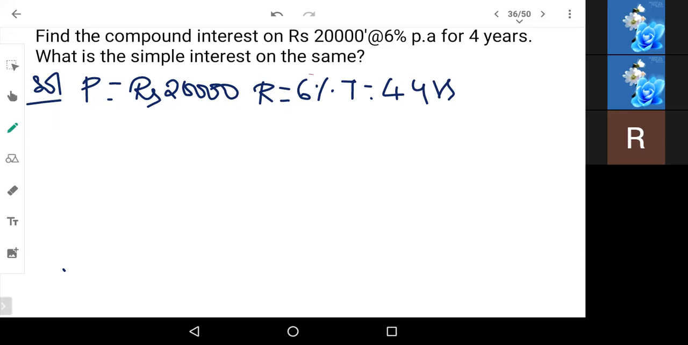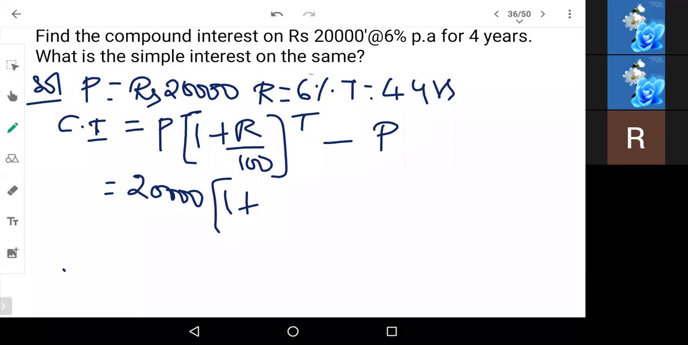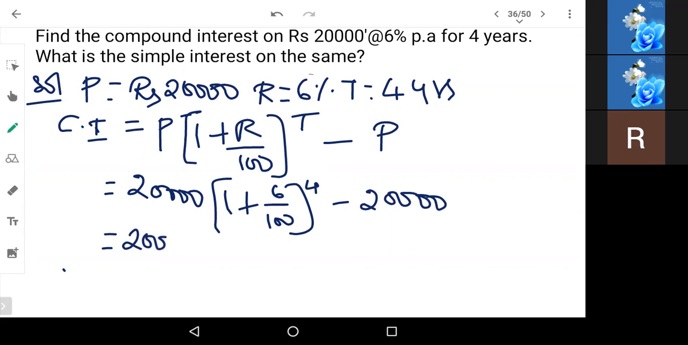Put the formula. Compound interest is equal to P into 1 plus R by 100 to the power T minus P. 20,000 into 1 plus, so R is 6 by 100 to the power T minus 20,000. So let's solve this.